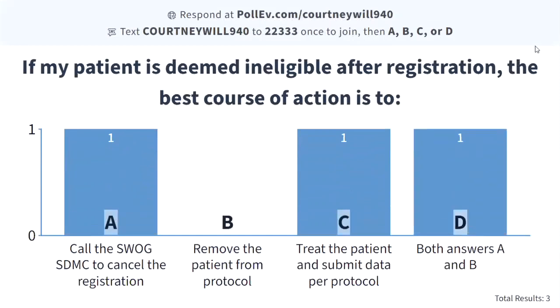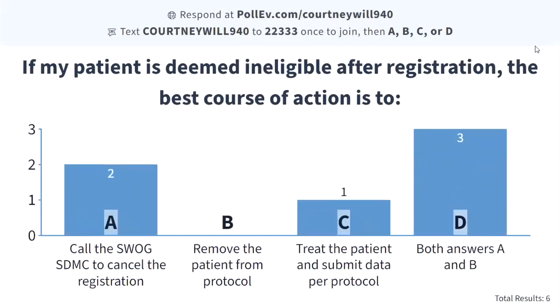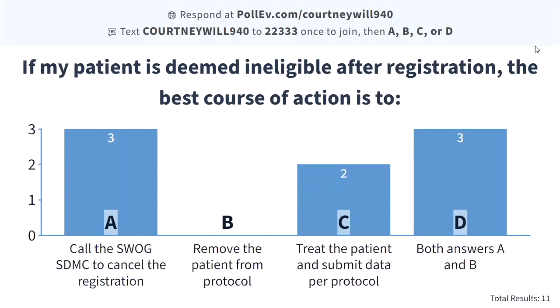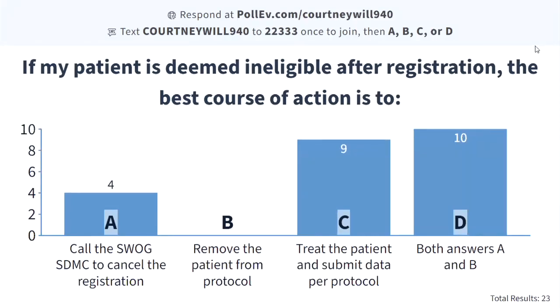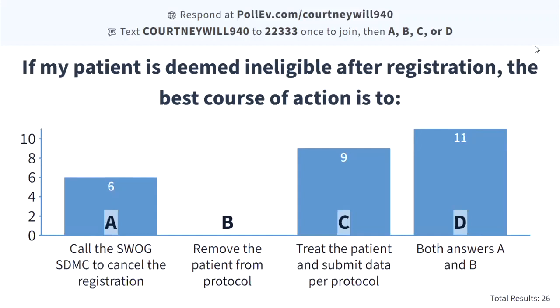There it is. Perfect. Okay. B's not getting any love at all. And nobody's confident in their answer. All right. Ineligible patient after registration, best course of action is... C and D are neck and neck. All right. Hopefully everybody's getting their answers in. This is very exciting. And no word in the chat, which is good. No news is good news. All right. That's a low response rate. Apparently we started off with a tough one. I've got good news for 9 people.